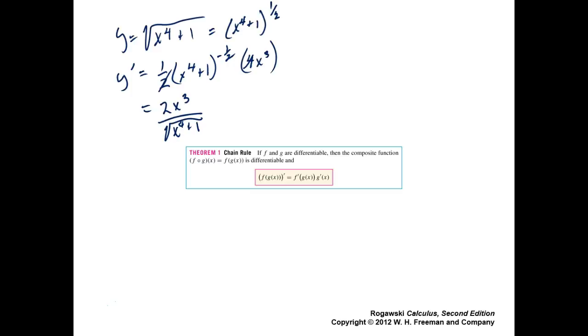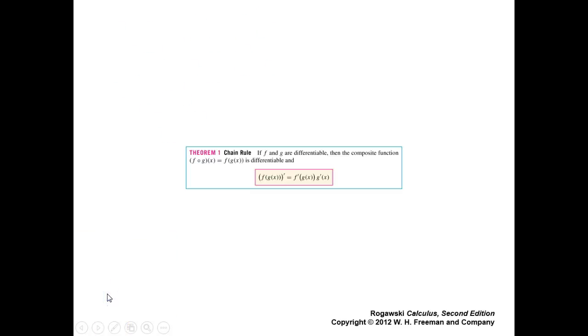But anyway, example 2, that's what we've got. I can't believe that in the text they left the 4 and the 2 in there without reducing them, but they did. I've got 2x cubed over the square root of x to the fourth plus 1. The 2 should go into the 4 as they have in the book. Okay, let's move on to example 3. I think I'll clear that as well and do example 3.